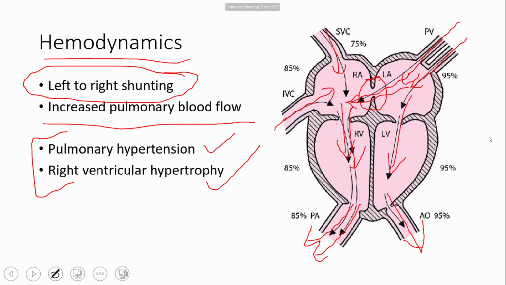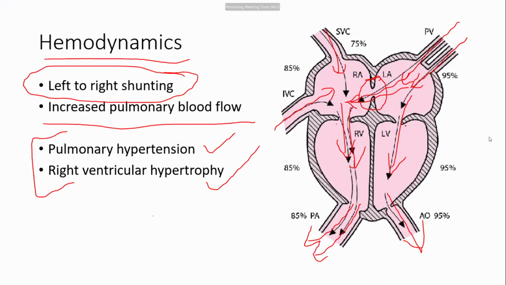Now in atrial septal defect, the pressure difference is less, because of the right atrium and left atrium pressures. Right atrium pressure will be around 0 to 6 millimeter of mercury. Left atrium pressure will be around 8 to 10 millimeter of mercury. So there is not much pressure difference. That is why lots of blood won't be diverted from the left atrium to right atrium. Pulmonary hypertension and right ventricular hypertrophy are not that significant in case of ASD.